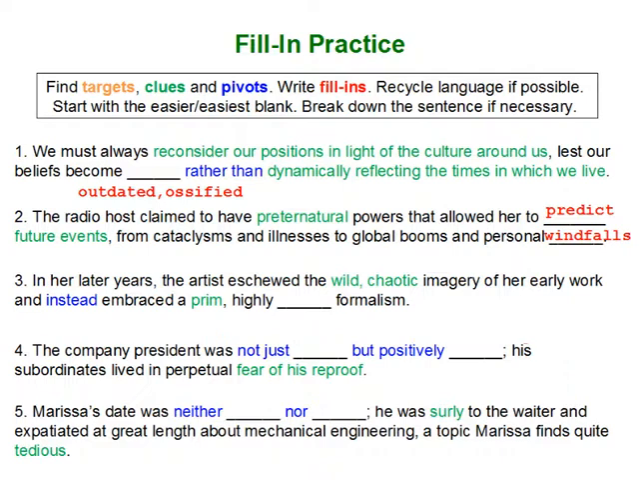In her later years, the artist eschewed the wild and chaotic imagery of her early work. Eschewed, you might know, means sort of gets rid of or moves beyond, leaves behind. Instead, and that's the great pivot there, even if you didn't recognize the verb eschewed, instead embraced prim and highly blank formalism. So what's the opposite here of wild and chaotic? We might say controlled, we might again say rigid, or we might even just recycle. And if we know that formalism is present, then we know that she's also being formal.